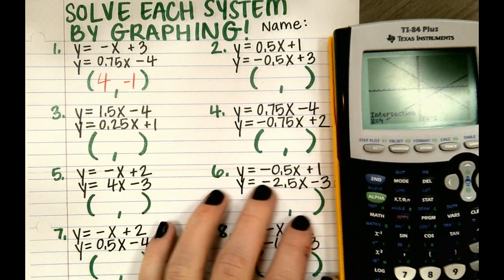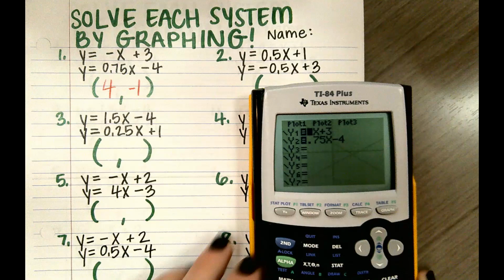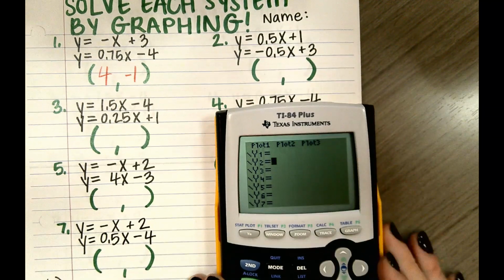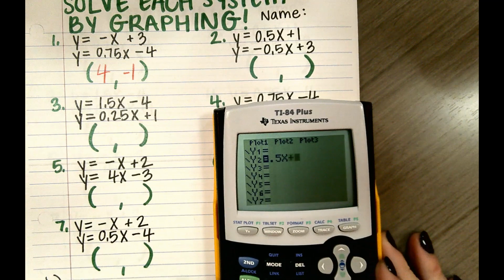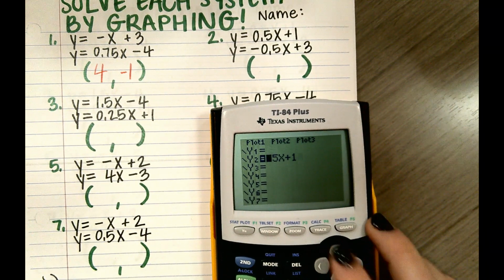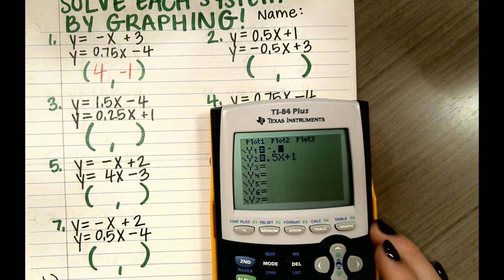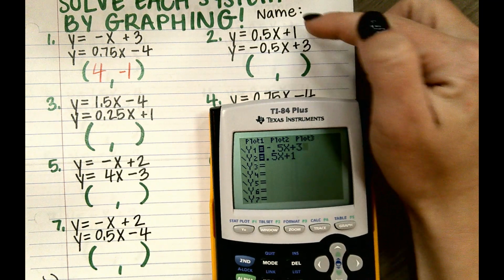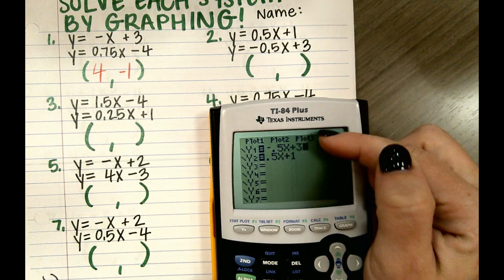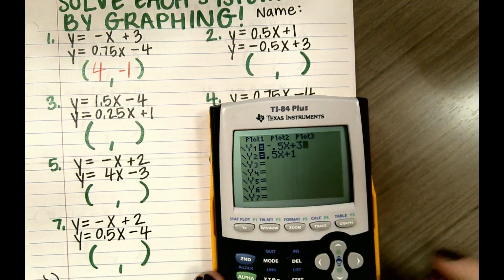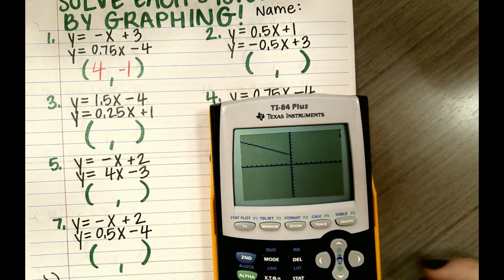So I'm going to do number 2 now. I'll go back to y equals. Clear everything. Now I have 0.5x plus 1 and negative 0.5x plus 3. Now, I did type these in the opposite order. That's okay. You can do that. It doesn't matter what's y1 and y2.